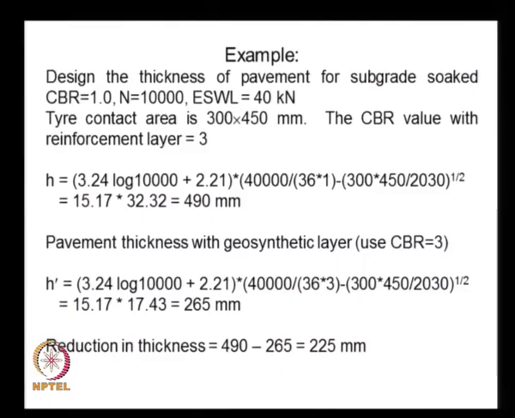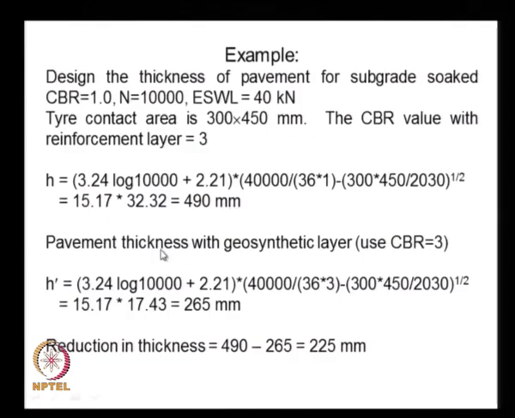So, now we can substitute all the values in this equation for H, that is 3.24 times log of 10,000 plus 2.21 multiplied by 40,000, that is the wheel load in newtons, divided by 36 times CBR, that is 36 times 1, minus 300 times 450, that is the tire contact area, divided by 2030, this whole quantity to the power of half, and this thickness comes to 490 millimeters.